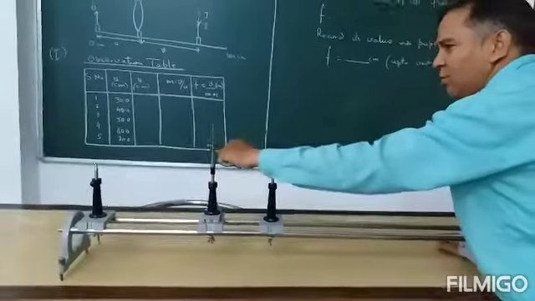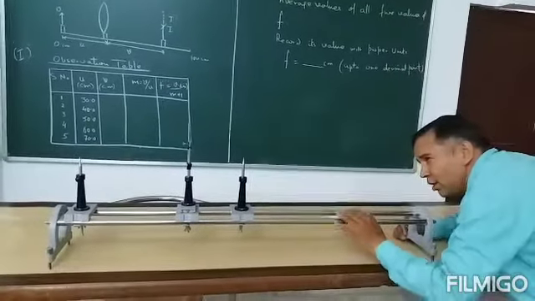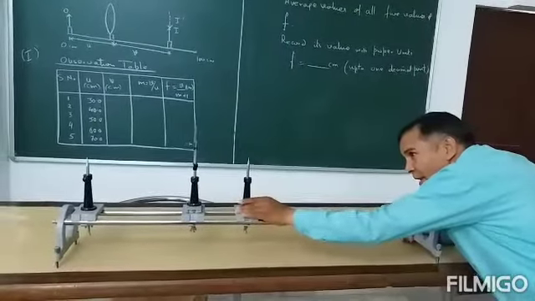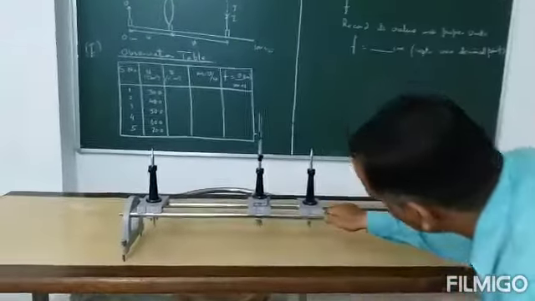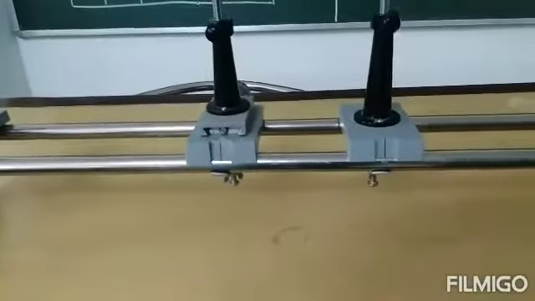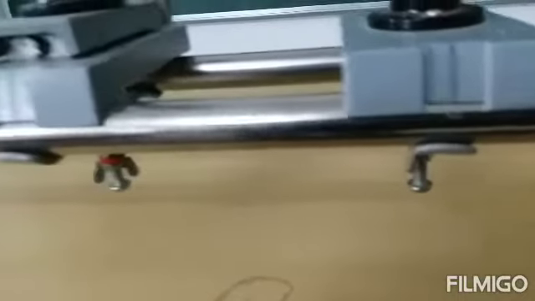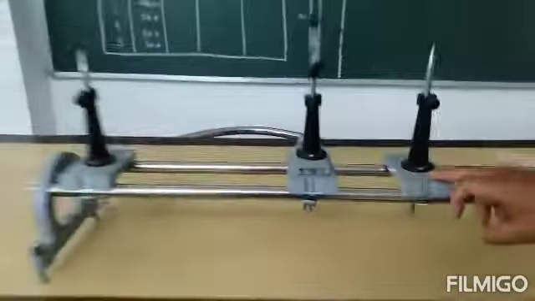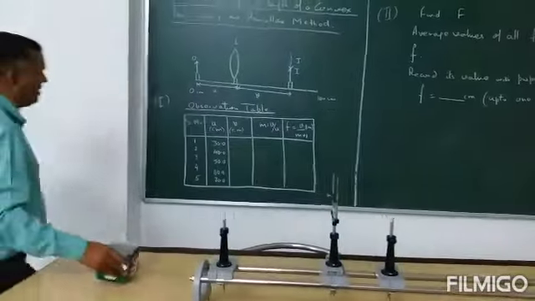It's coming 45. The position of I is equal to 45. You can see 45. It means V is equal to 45 minus 30. 45 minus 30, it means 15 centimeter. 15.0 centimeter.